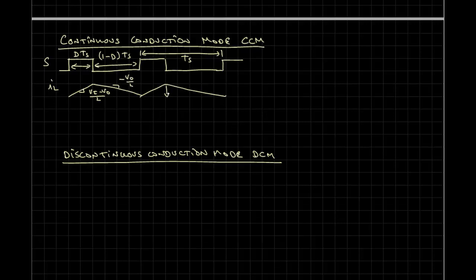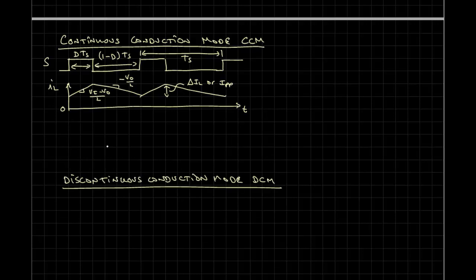We can note the peak-to-peak current, or delta IL, I peak to peak. Zero current is down here. What happens in this case is that when we turn the switch off and the current falls, the current does not actually fall all the way to zero before we turn the switch back on again. So we have what we call continuous conduction mode, because the inductor is continuously conducting the entire time.